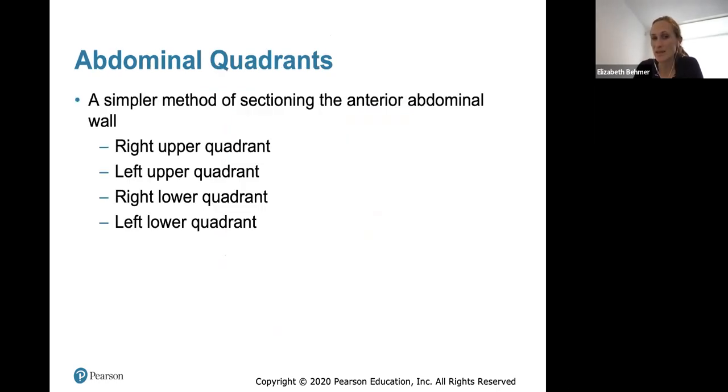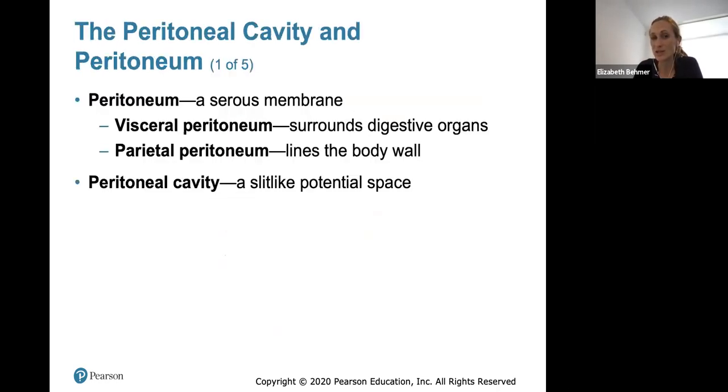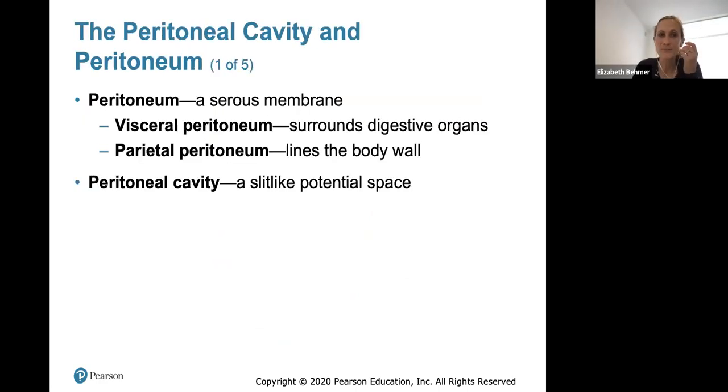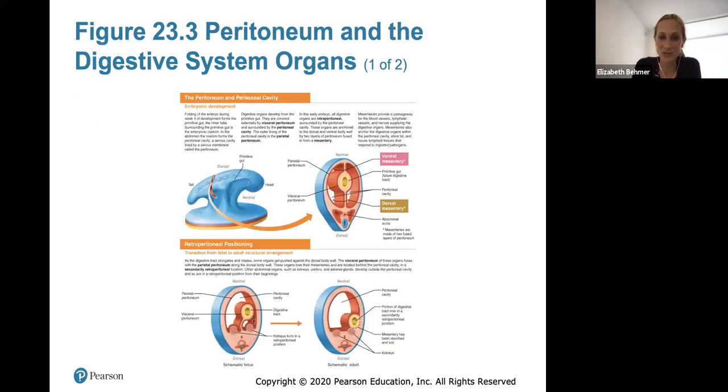A simpler method is sectioning the anterior abdominal wall into quadrants, such as a right and left, upper and lower quadrant. So we have the peritoneum and the peritoneal cavity. The peritoneum is a serous membrane with the visceral part surrounding the digestive organs, and the parietal peritoneum lining the body wall, and the cavity being a potential space between the two.